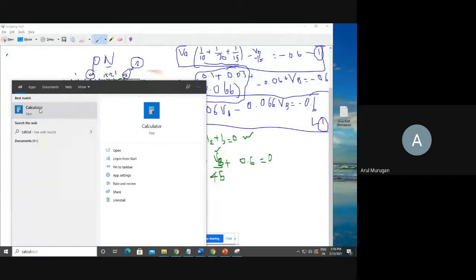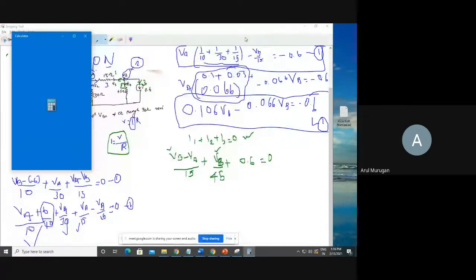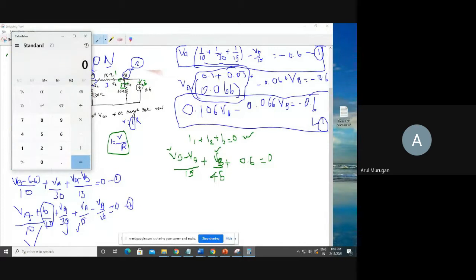Take your calculator. First I want to write this one, so 1 divided by 15. What is the answer? 0.066. So write it with the minus here.